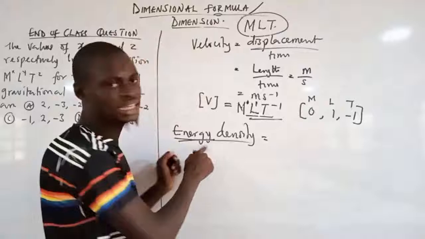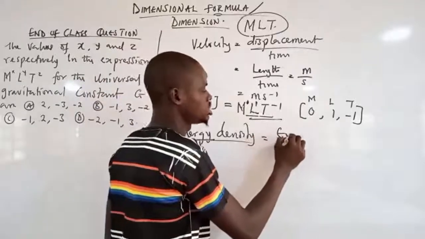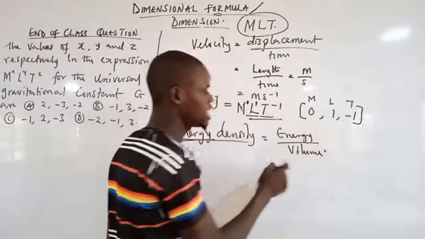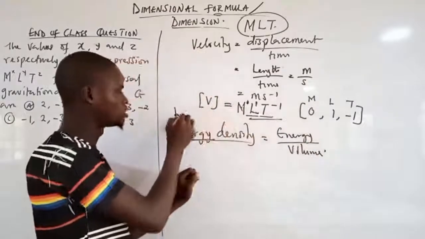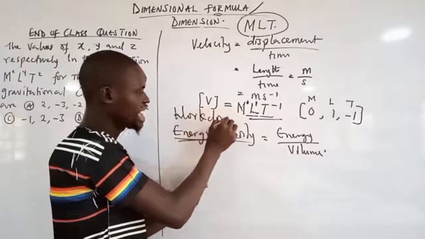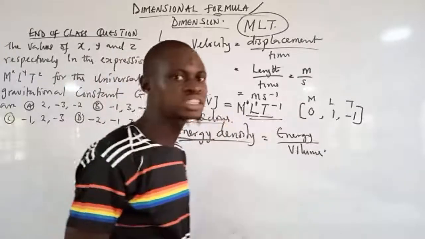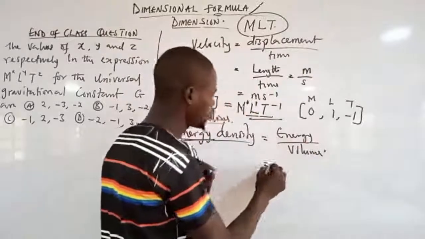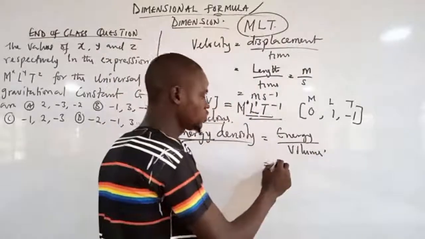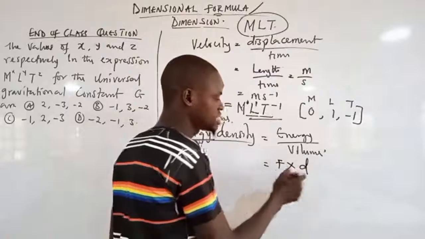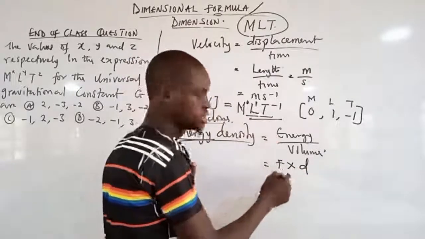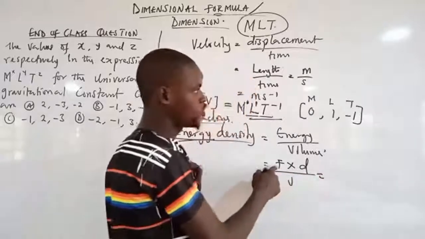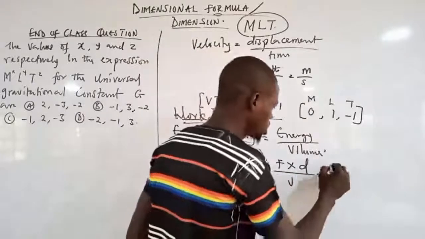So I can write that energy density is equal to energy over volume. And as you know, energy and work done by a body have the same derived units. So I can express energy in terms of work done. Since work done is force times distance, that means energy will also be force times distance all over volume. Now, what is the unit of force?